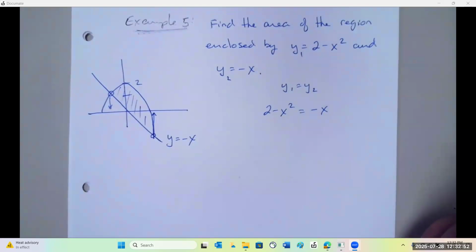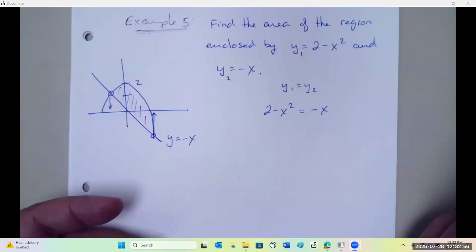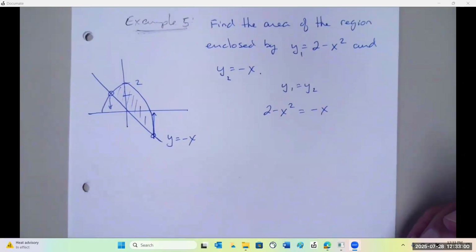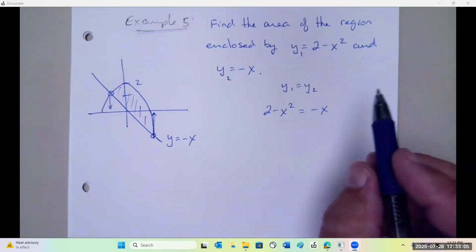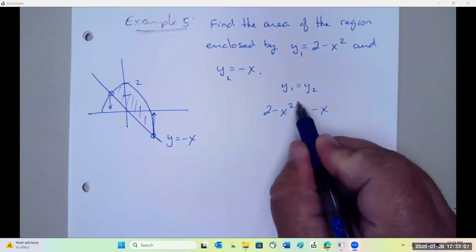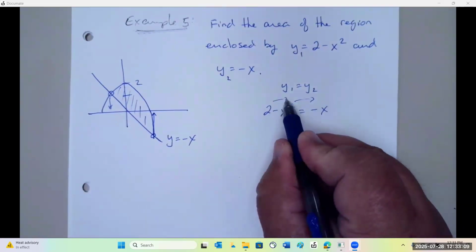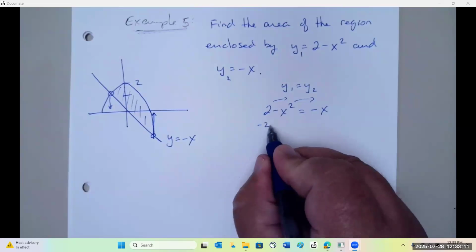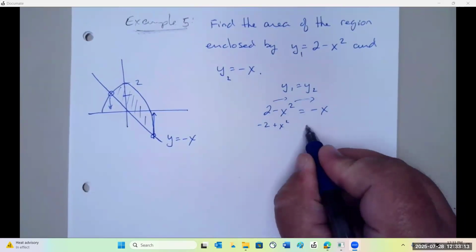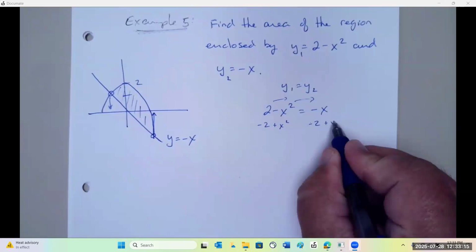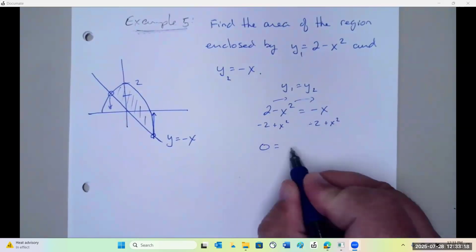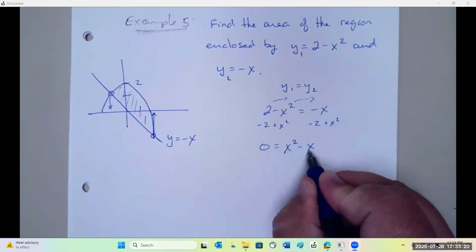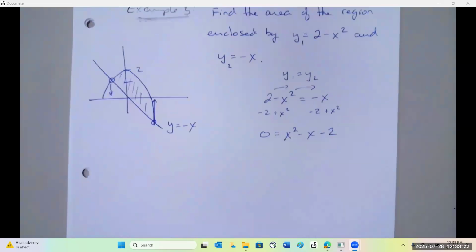It's a quadratic equation. What does that tell us we have to do? How do we set it up? Yep, get everything on one side. Since it's negative, let's move everything else over there. So subtract 2 and add that. So we get 0 equals x squared minus x minus 2.